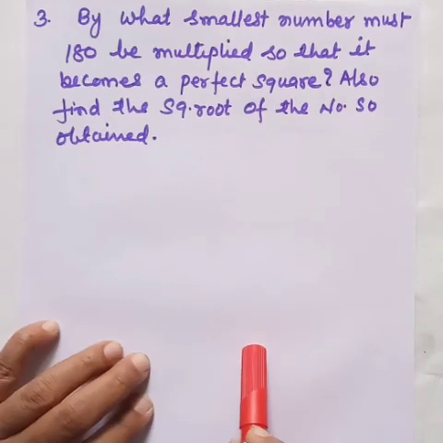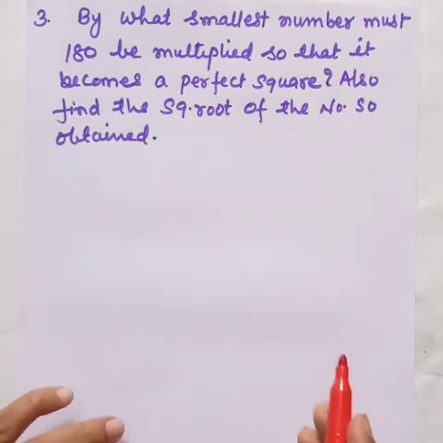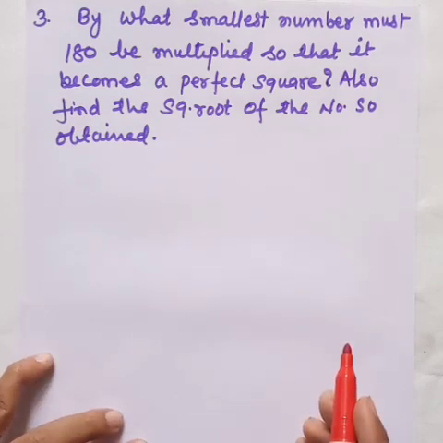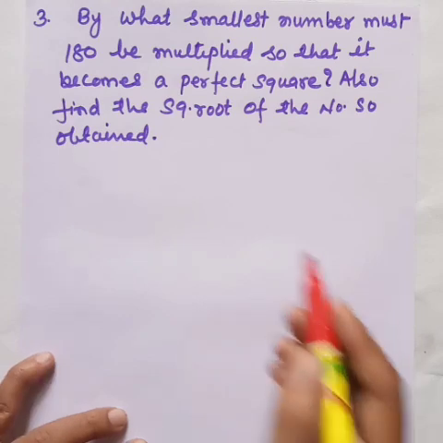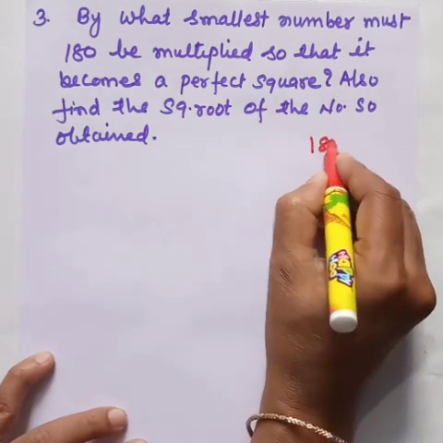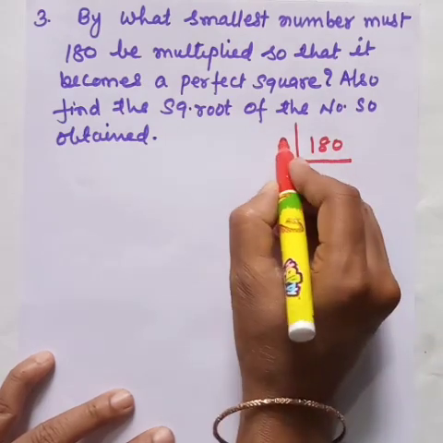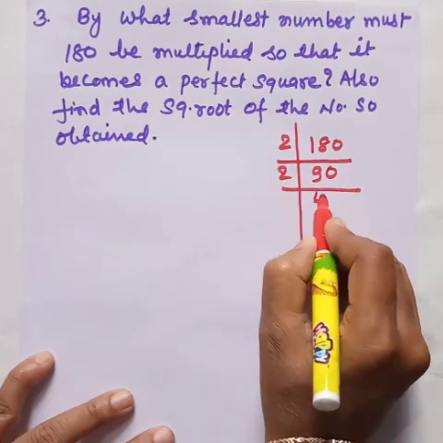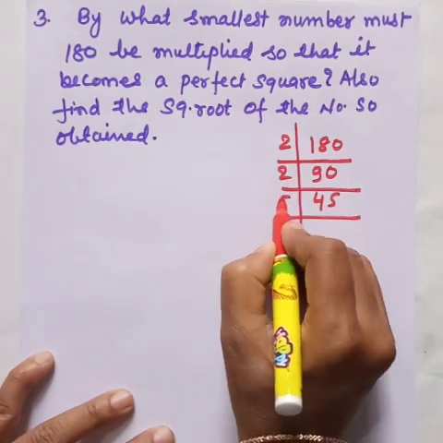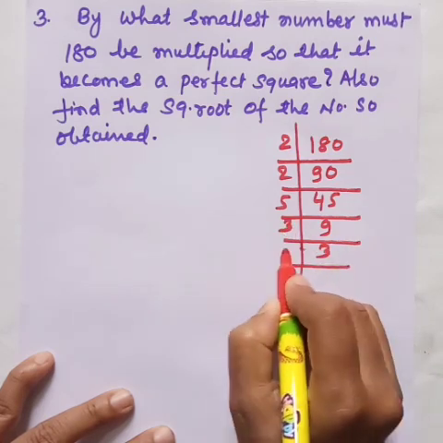Now look here, the same thing again. By what smallest number must 180 be multiplied so that it becomes a perfect square? Also find the square root of the number so obtained. I hope you are all accustomed now to how you have to do this. Let us prime factorize 180. This is an even number. Let us start with 2. 2 9s are 18, 90. Now again 2 45s are 90. Now 5 9s are 45 and 3 3s are 9. So 3 1s are 3.